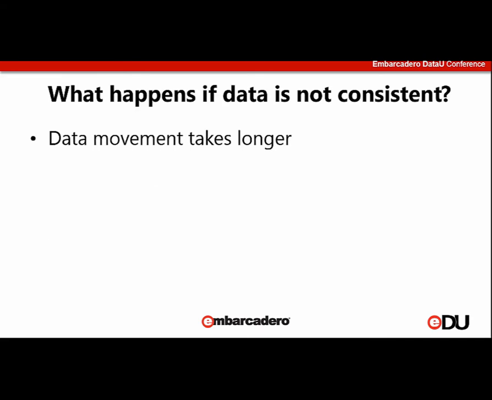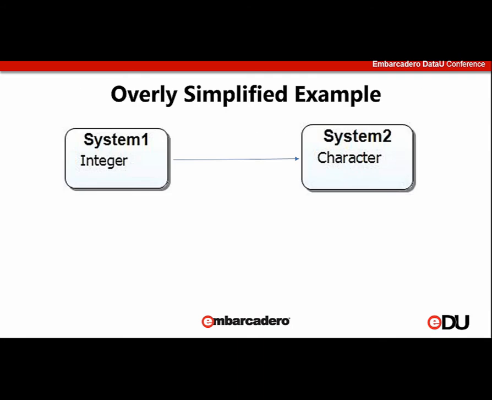So what happens if data is not consistent? Data movement takes longer. We need to have checks in place to make sure that the data will fit into the other system. If it doesn't, then we need to convert that data. And this incurs unnecessary overhead that could be avoided. So here's a very overly simplified example.